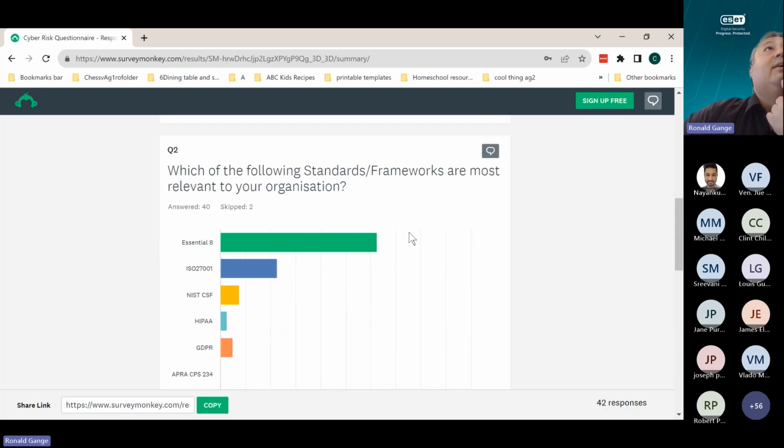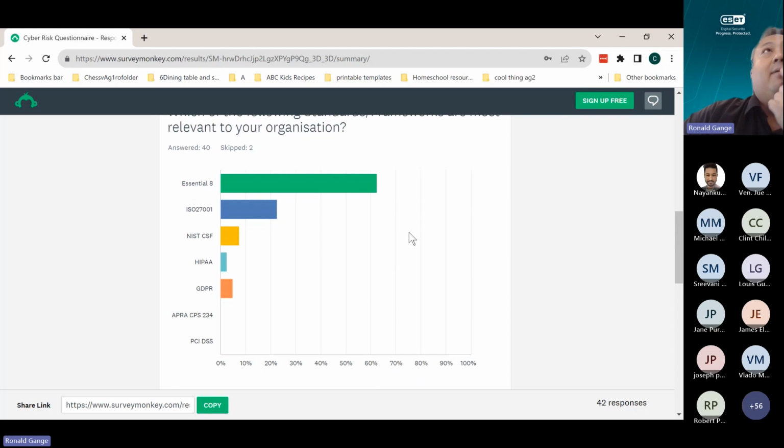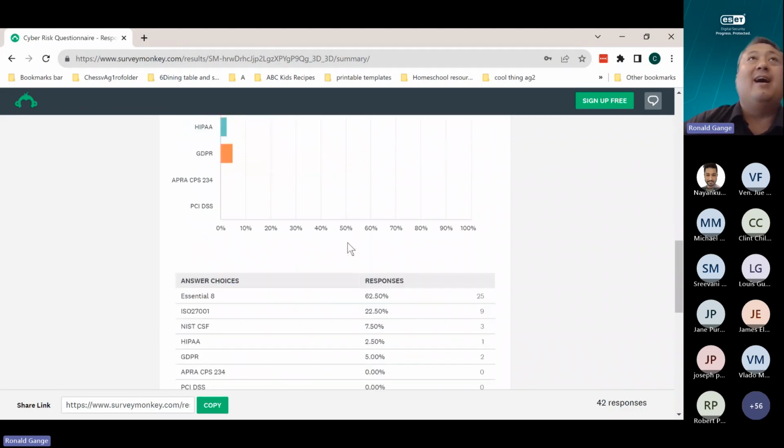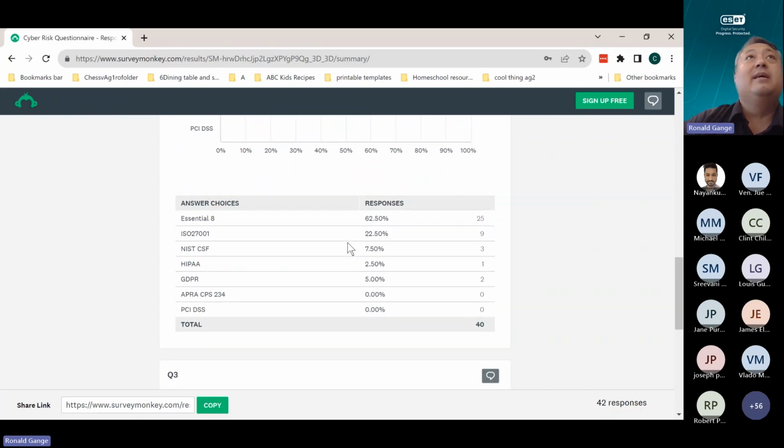Interesting. Which of the following standards and frameworks are most relevant to your organization? There's a clear winner: ACSC's Essential 8, at 62.5%, which is great because that's what we're going to be focusing on today in terms of coverage of frameworks. And also ISO 27001.